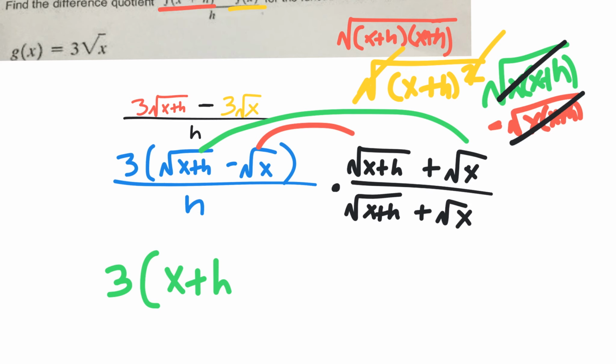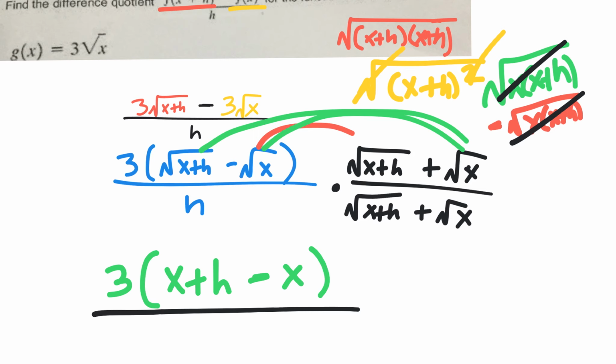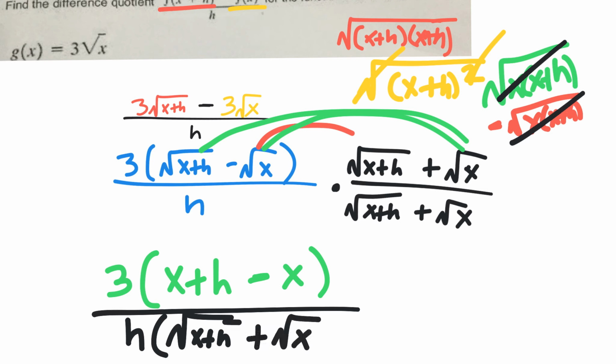And then lastly, we do the negative square root of x times the positive square root of x. That's going to just give negative x. And this is going to be over h times the square root of x plus h plus the square root of x.